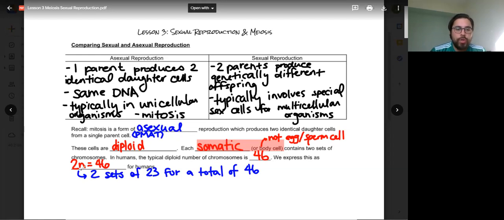Okay, so two sets of 23. So I ask you, those of you who like your math, what does n equal? Beauty, 23. So if the diploid number, or 2n, is 46, our haploid number, or n, is equal to 23. Does everyone understand what I mean by that? Yeah, n is equal to 23, or our haploid number is 23.